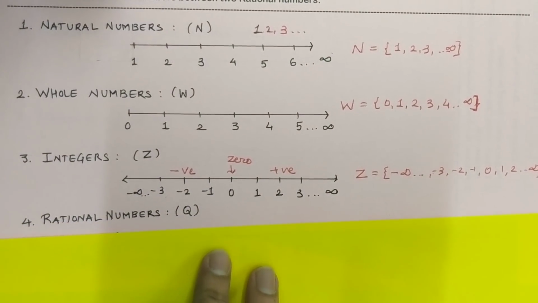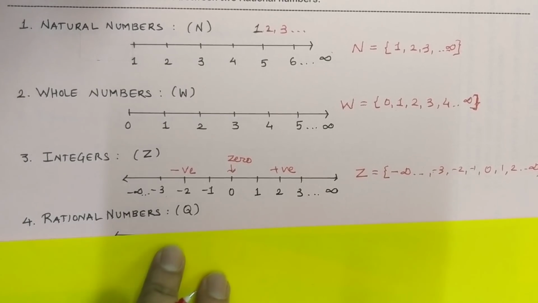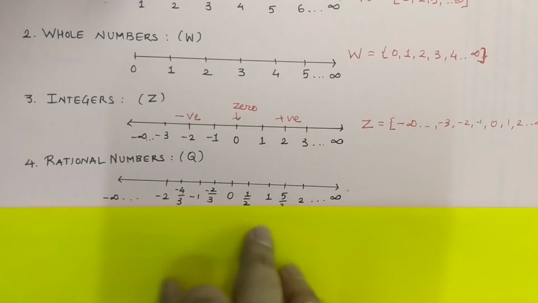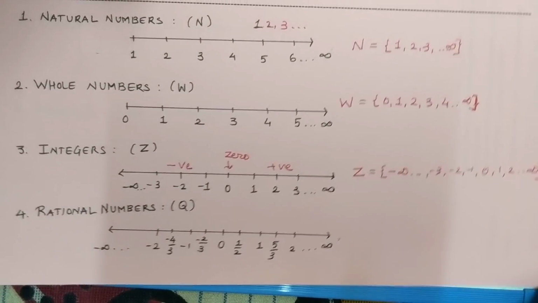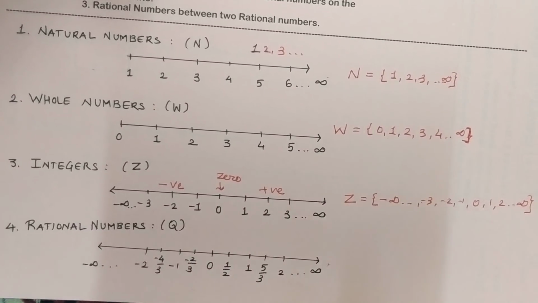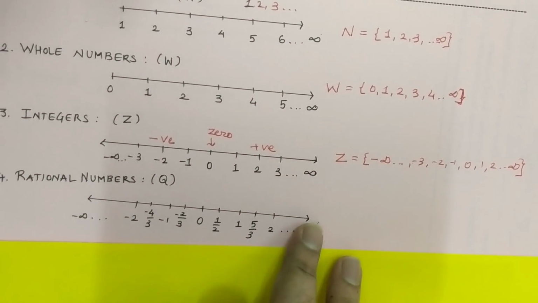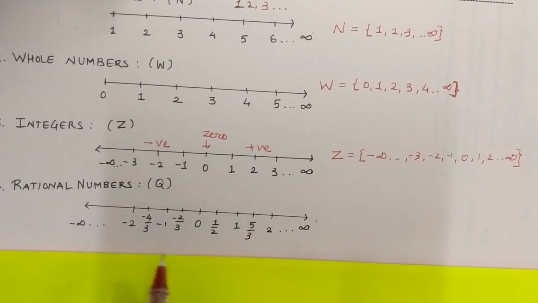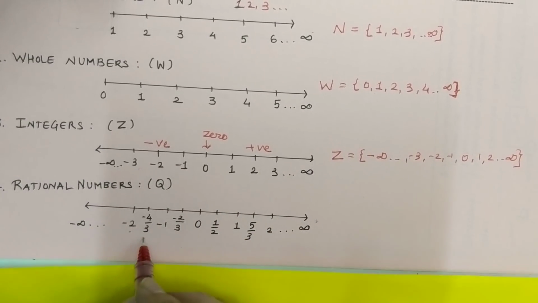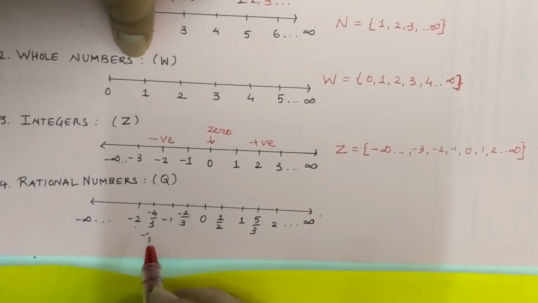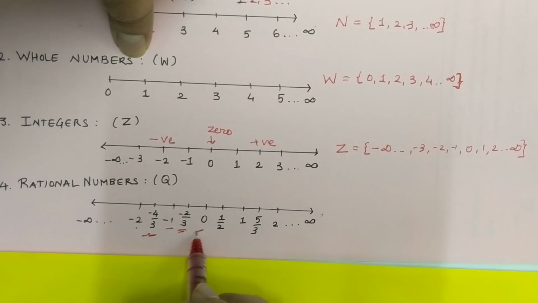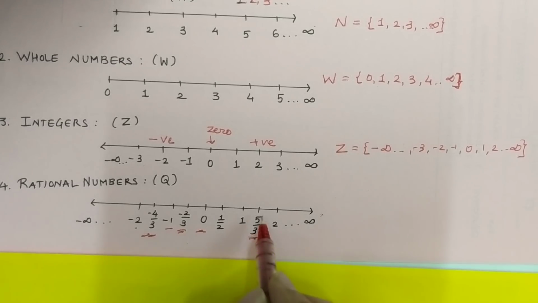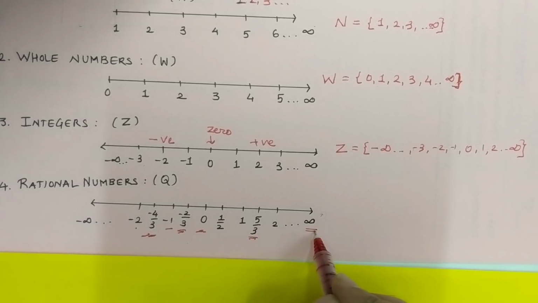Then we will talk about the rational numbers, which are denoted by Q, and in that Q we can include the fractions. Here we have negative infinite, the negative numbers, then fractions like this: minus 1, minus 2 by 3, then we have 0, 1 by 2, here we have 5 by 3. This is called a fraction, and it goes to plus infinite.